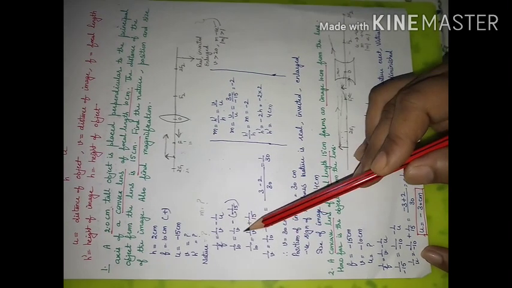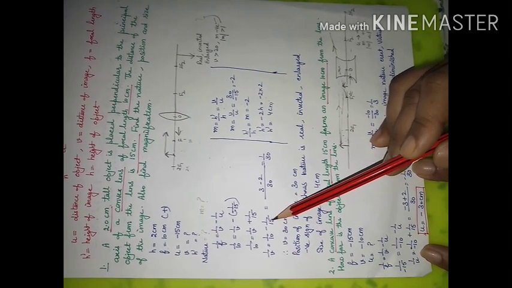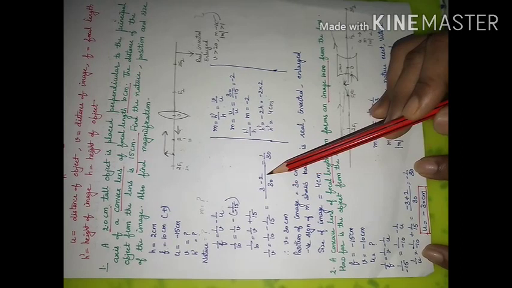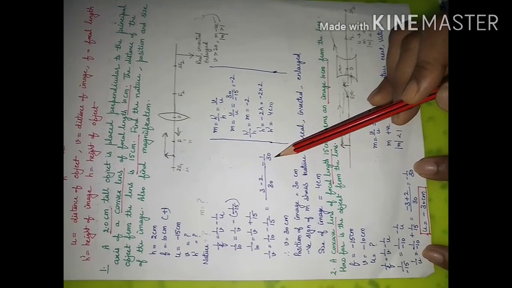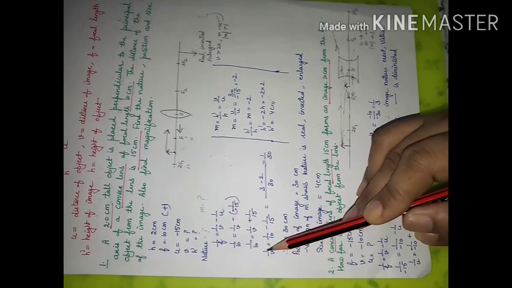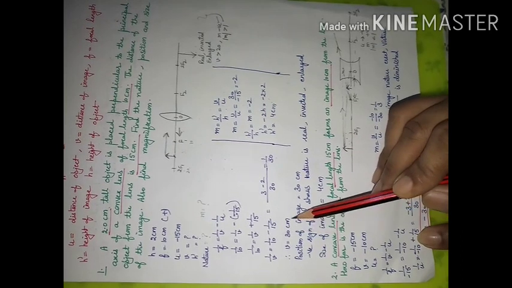When you shift 15 this side, 1 upon v will be equal to 1 upon 10 minus 1 upon 15. LCM will be 30. So 3 minus 2 is equal to 1 upon 30. When you take reciprocal, because this is giving 1 upon v, 1 upon v is equal to 1 upon 30. So v will be equal to 30 centimeter.